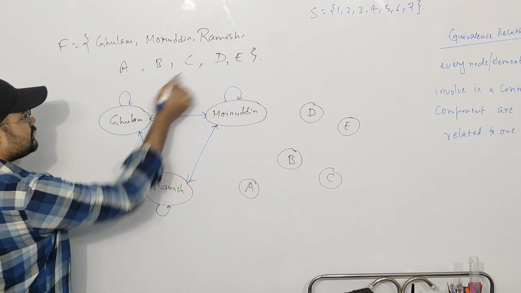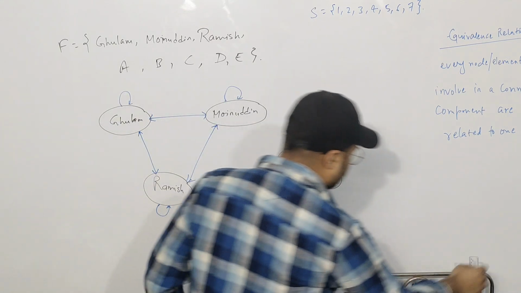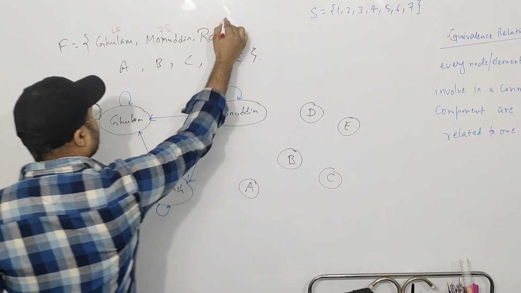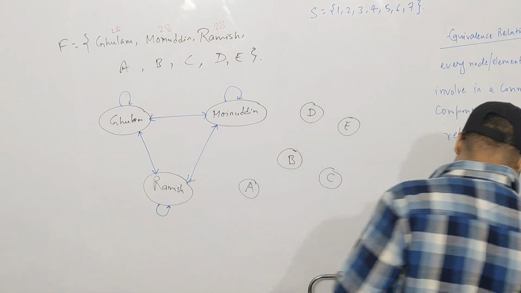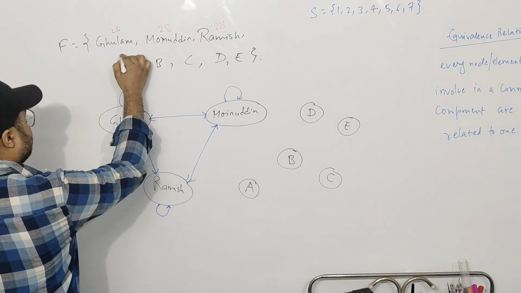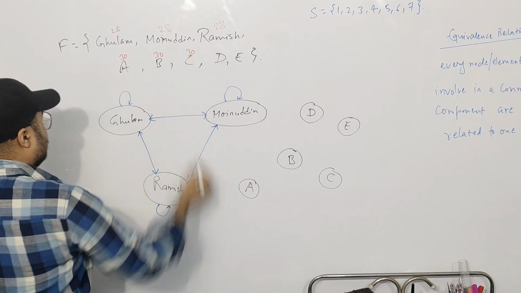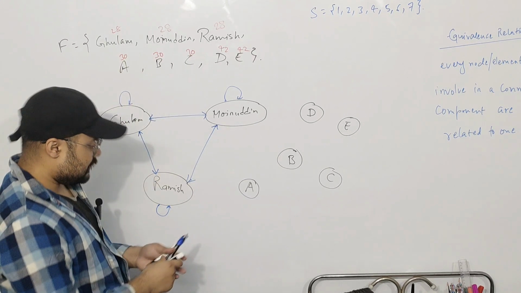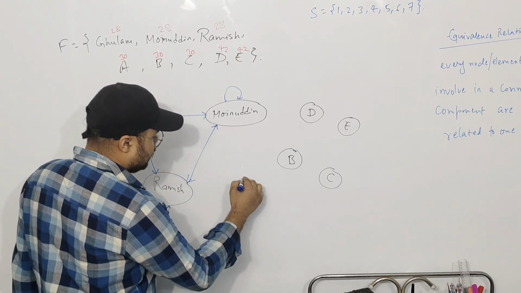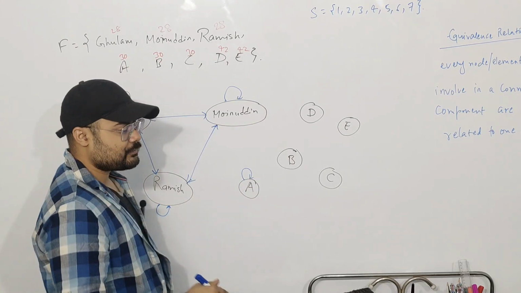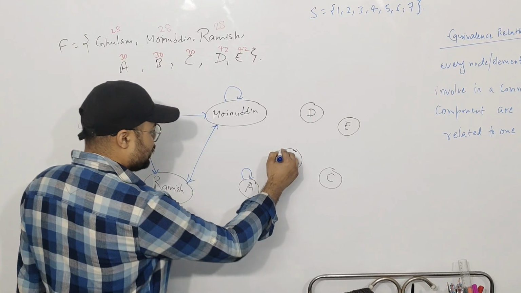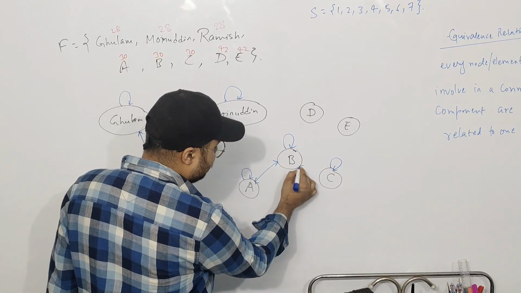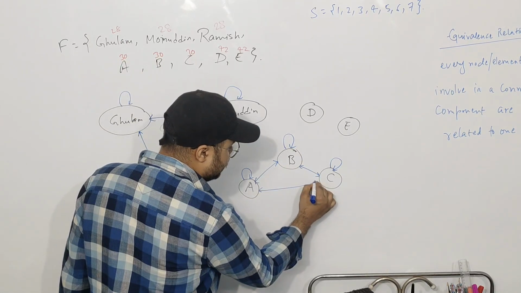Let's say that A, B, and C, their age is 30, and D and E's age is 42. Let's say Gulam is 28, Moinuddin is 28, Ramesh is 28. A is 30, B is 30, and C is 30, and D is 42, and E is 42. These are their ages. So A, B, and C are connected. A is related to itself because A is 30 years old and A is 30 years old. Similarly, B is related to itself, C is related to itself. There is a bidirectional edge between A and B, a bidirectional edge between B and C, and a bidirectional edge between A and C.